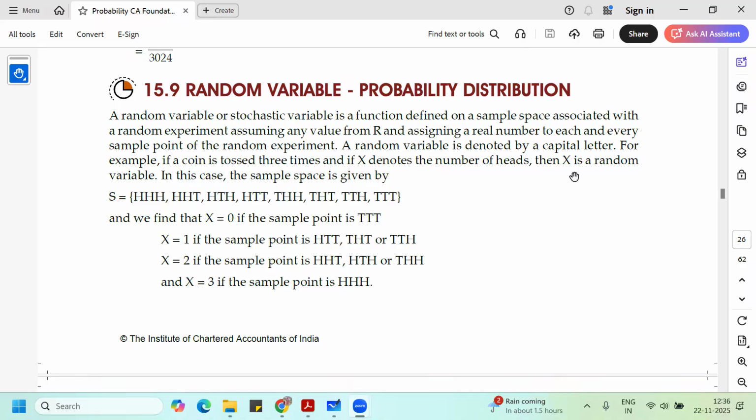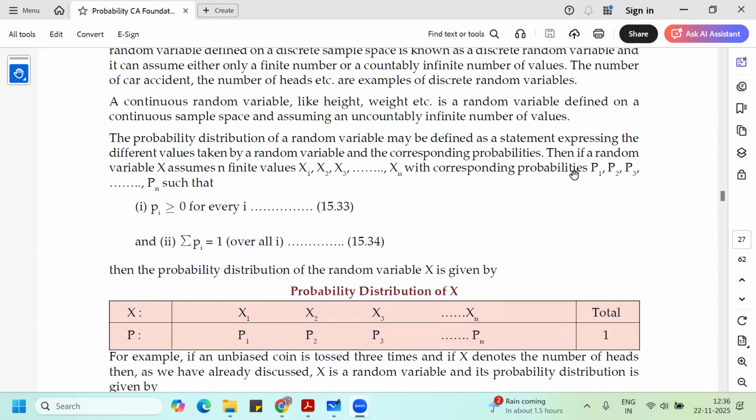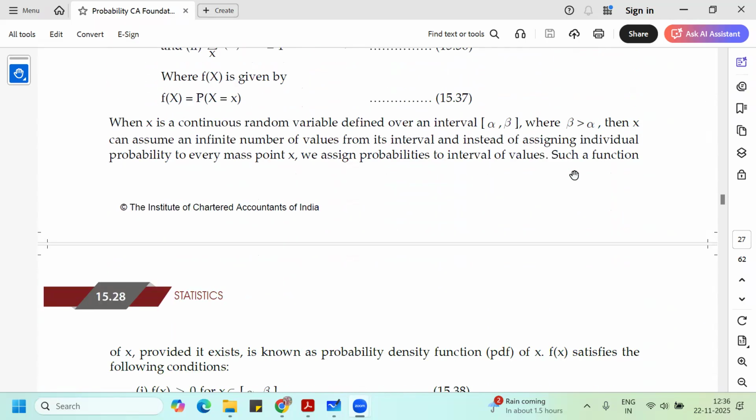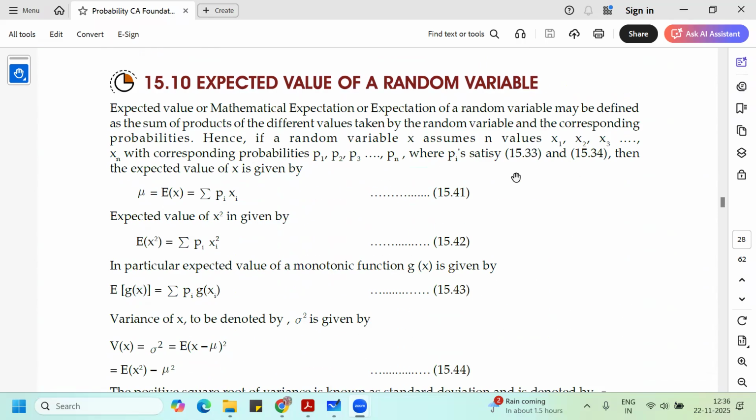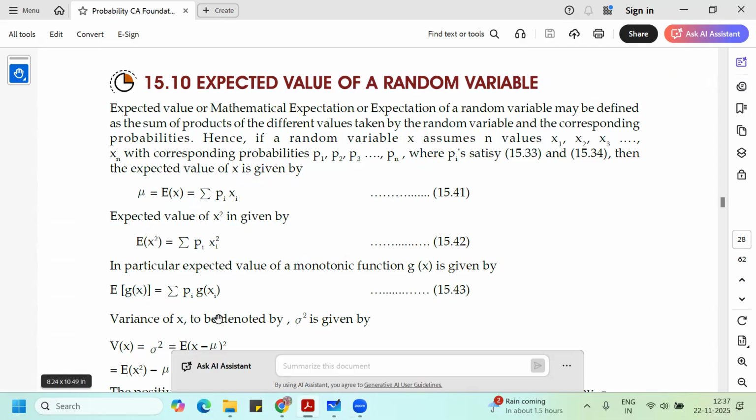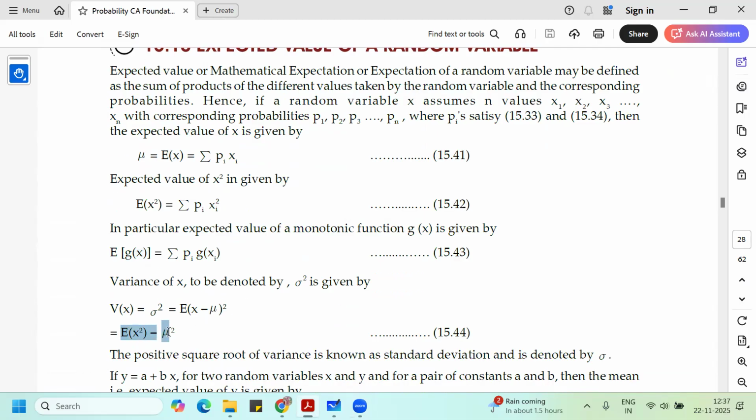Now, just to give you an idea with the numerical, imagine I ask you to find the expected value of a random variable. This is the formula: summation of pi into xi. Pi would be the probability associated with each outcome, and xi would be the outcomes. The sum product of that will give you the expected value or the mean value. And if you want to find the variance of the distribution, the formula would be E of x square minus mu square.